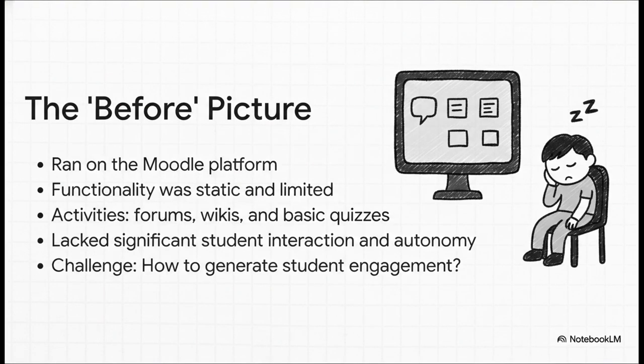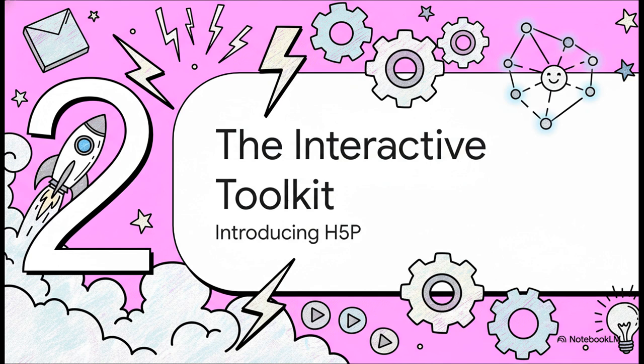All right, so before this big redesign, the E3D course had a problem that I think a lot of us can relate to. It was running on the Moodle platform, but the tools were, well, pretty basic. We're talking about the usual suspects: standard forums, wikis, simple quizzes. It worked, sure, but it was totally static. It just wasn't sparking any real interaction or giving students that feeling of autonomy, of being in control. And that was the real challenge, right? It's the same one so many educators face. How in the world do you get students truly engaged and feeling independent when they're not even in the same room?